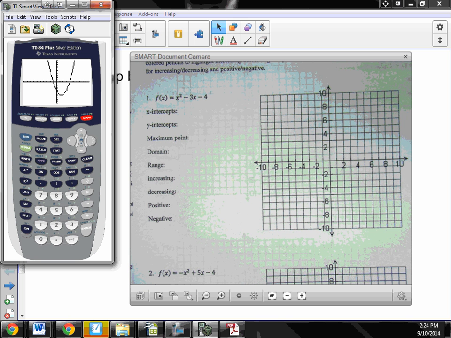So if your calculator doesn't have the right window, push zoom 6. Is anybody having trouble graphing it? All right. So we're just going to go through a couple things to remind us how the calculator works.